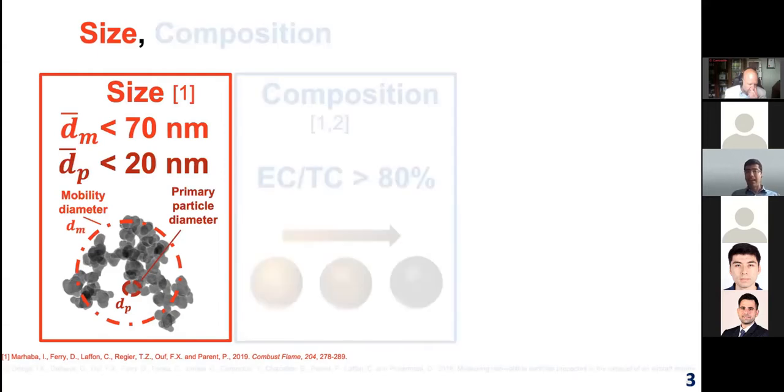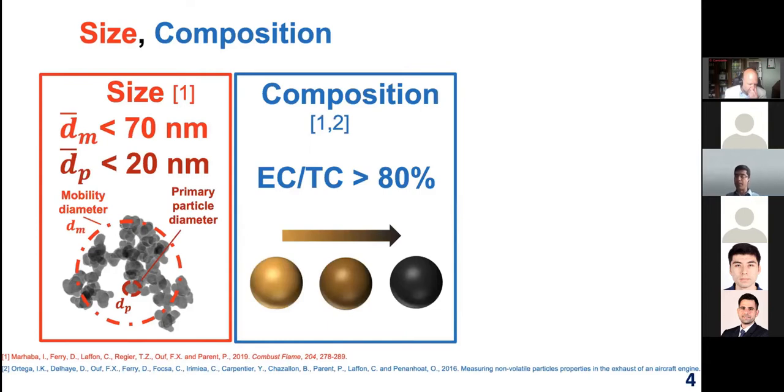The second characteristic of them is their composition. Usually, particles emitted from engines, when they're produced at thrust-producing conditions, have very high elemental carbon, and their elemental to total carbon ratio is usually higher than 80%.